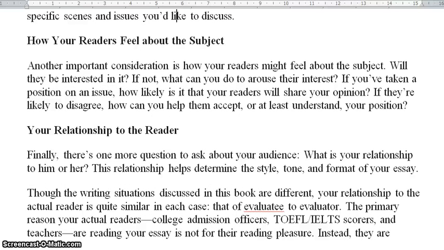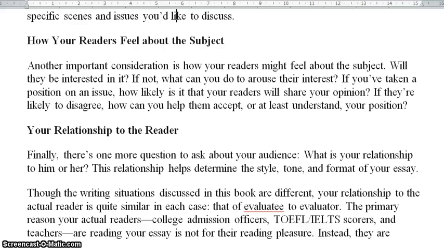Another important consideration is how your readers might feel about the subject. Will they be interested in it? If not, what can you do to arouse their interest? If you've taken a position on an issue, how likely is it that your readers will share your opinion? If they are likely to disagree, how can you help them accept or at least understand your position?